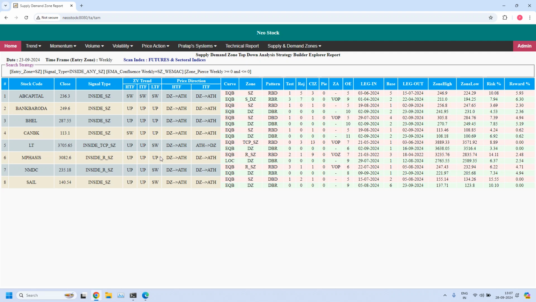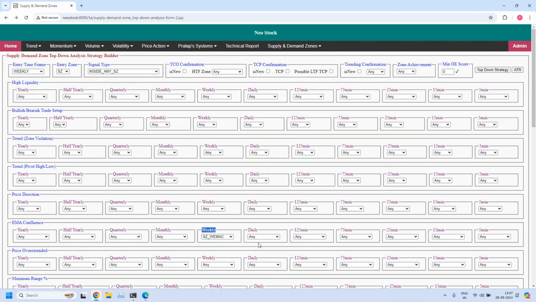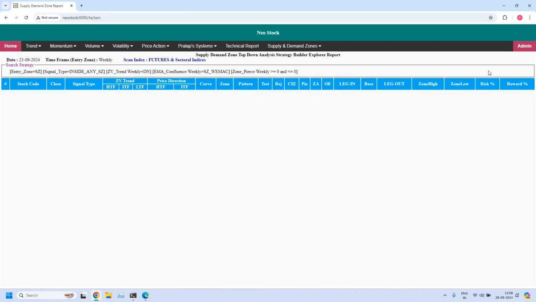But few of these stocks are having sideways trend. We don't want sideways because EMA confluence does not give any advantage if it is sideways. So that's why in the trend, zone violation trend, weekly time frame, I am selecting downtrend because the entry zone we selected as a supply zone. Supply zones, downtrend makes sense. Demand zones, uptrend makes sense.